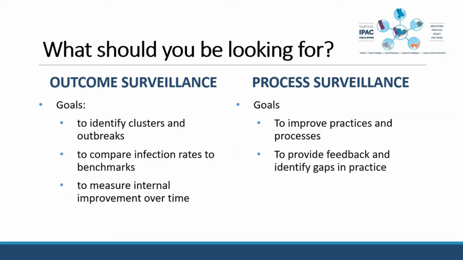When we're talking about the goals of surveillance, outcome surveillance goals are to identify clusters and outbreaks, to compare infection rates to benchmarks, and to measure internal improvements over time. Process surveillance goals are to improve practices and processes and to provide feedback and identify gaps in practice. The importance of surveillance goals is to have an understanding of what is happening through monitoring, tracking, and measuring to help make improvements and manage a situation.